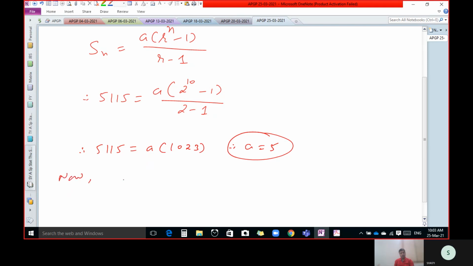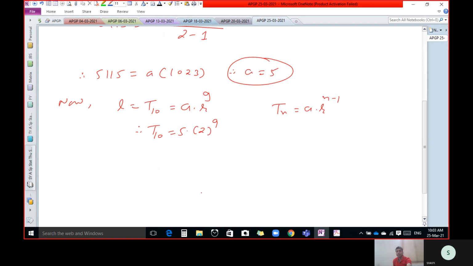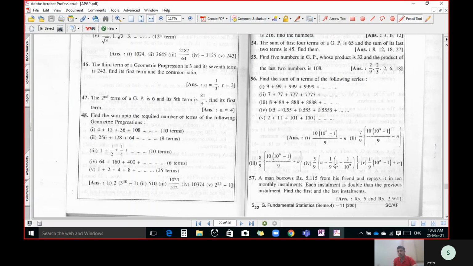Now the last installment means the 10th installment, and the formula of the 10th term is A into R raised to 9, because the formula of the nth term is A into R raised to N minus 1. So now put the value of A as 5, R as 2 raised to 9. Now tell me the answer. 2,560. So this is the last installment. First installment is rupees 5. Last installment is rupees 2560.